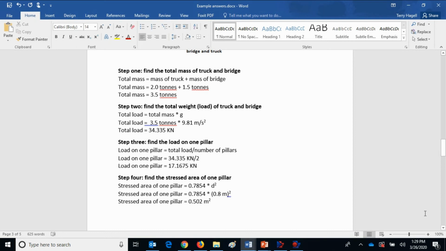Step 4. Find the stressed area of one pillar. Stressed area of one pillar equals the area of the circular cross-sectional area of the pillar. Stressed area of one circle, 0.7854 times the diameter of the circle squared, which is 0.8 meters. Stressed area of one pillar equals 0.502 meters squared.